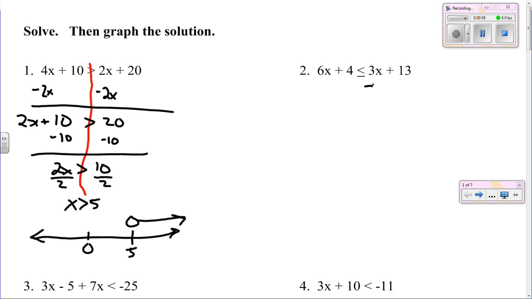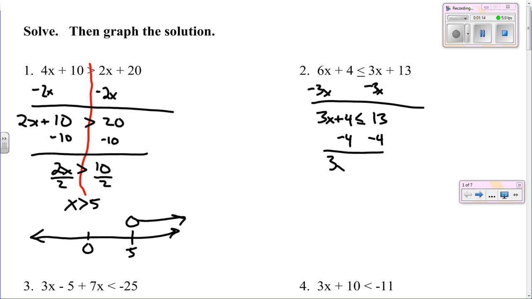Number 2, subtract the 3x from both sides. It gives you 3x plus 4 is less than or equal to 13. Subtract the 4 from both sides. It gives you 3x is less than or equal to 9. Divide by 3, x is less than or equal to 3. 0, 3, less than or equal to, so it's a closed circle, a closed dot, and shaded to the left.